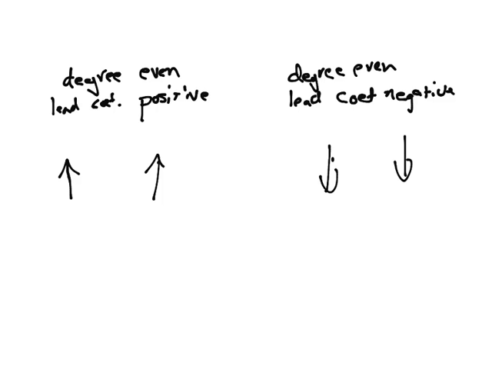If the degree is even and the leading coefficient is positive, both ending behaviors on the left and the right go up. If the degree is even and the leading coefficient is negative, then both sides on the left and right go down. What this essentially means is we can look at any graph and tell if it has an even or an odd degree.